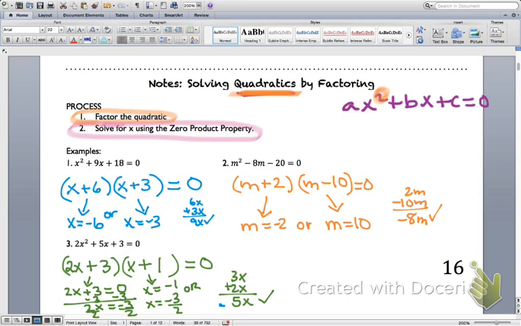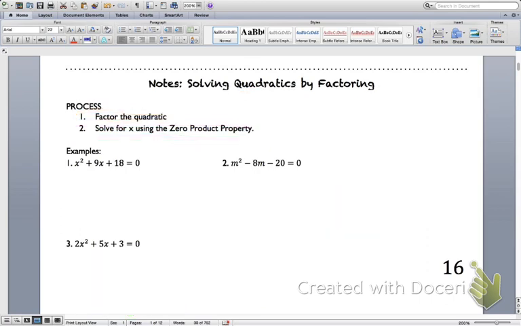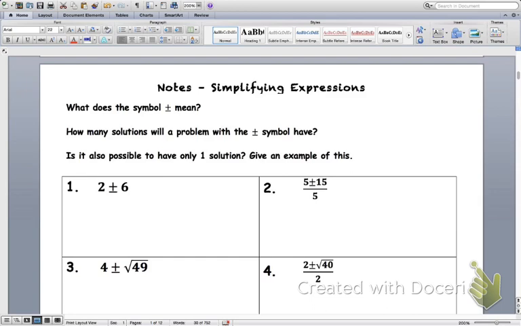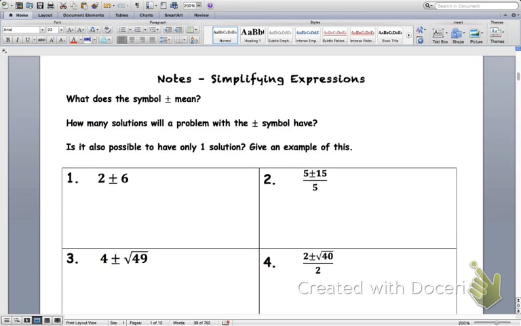That's the first part of our lesson, just using what we've learned, factoring and the zero product property, putting them together to solve quadratics. Now we're going to go to the opposite side of the paper, and we're going to be simplifying expressions with a specific symbol. So we have this special symbol that looks like this. I'm going to highlight it here.